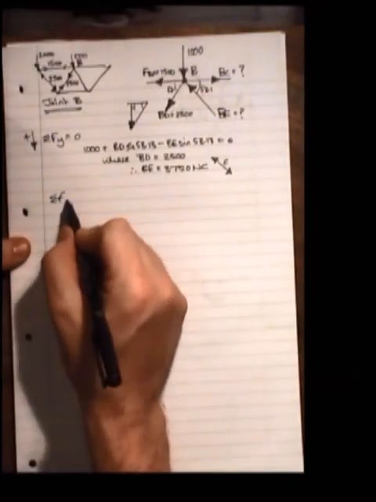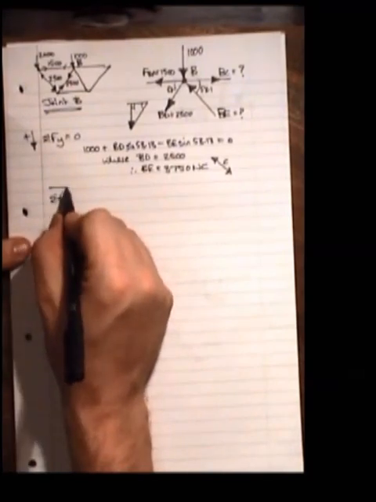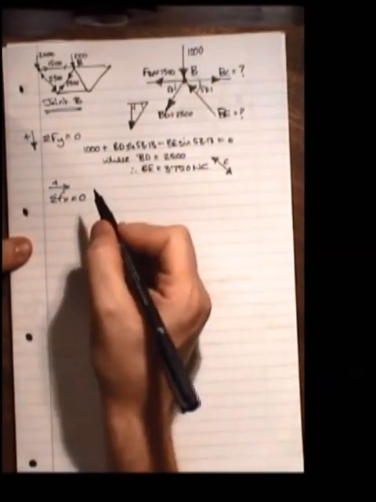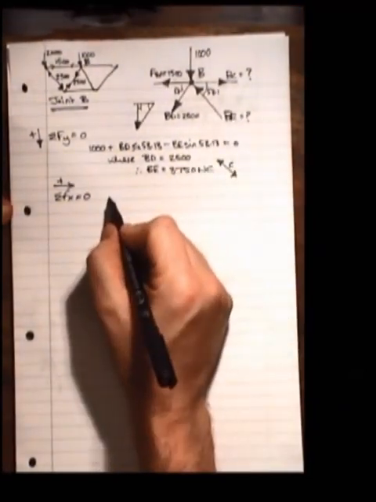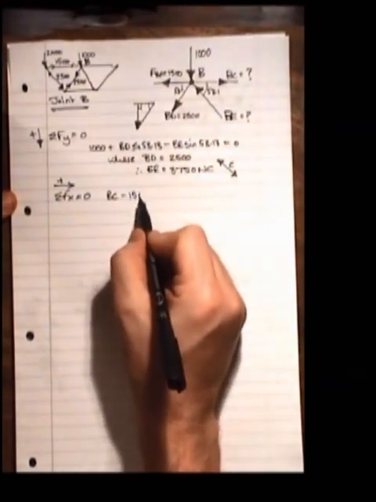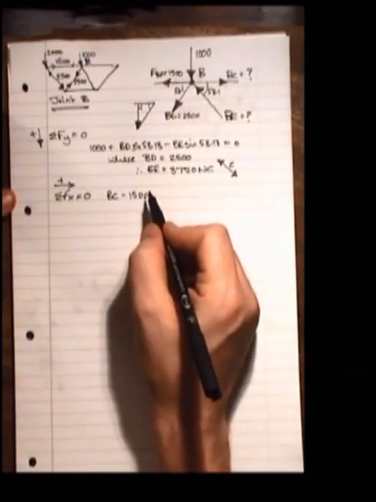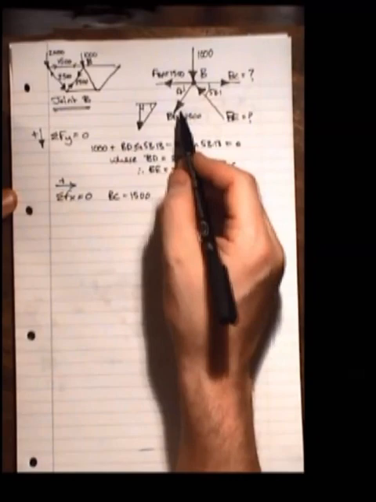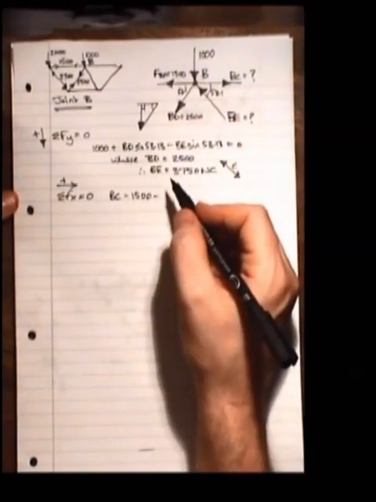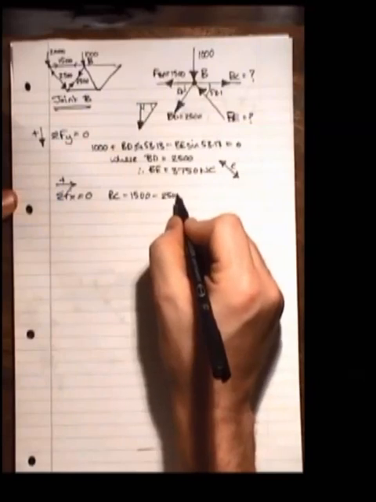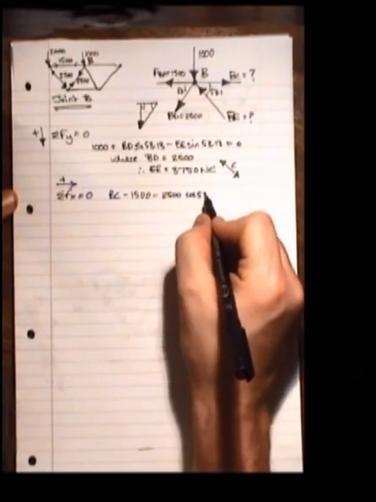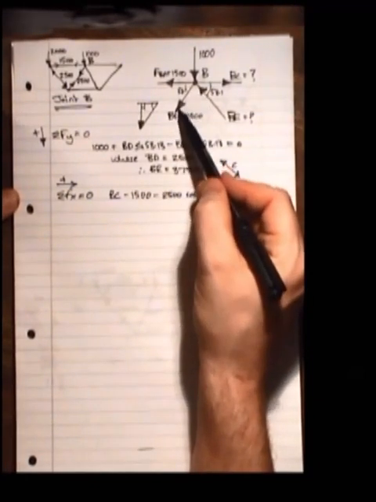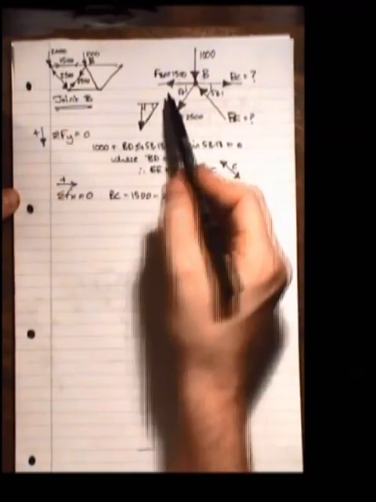Next, we look at the sum of forces in an x direction, where we say everything going that way is going to be positive. What have we got? We've got FBC. Going the other way, we've got BA 1500. We've also got this BD going to the left, 2500 multiplied by cosine 53.13. So the 2500, how much of that is acting horizontally?